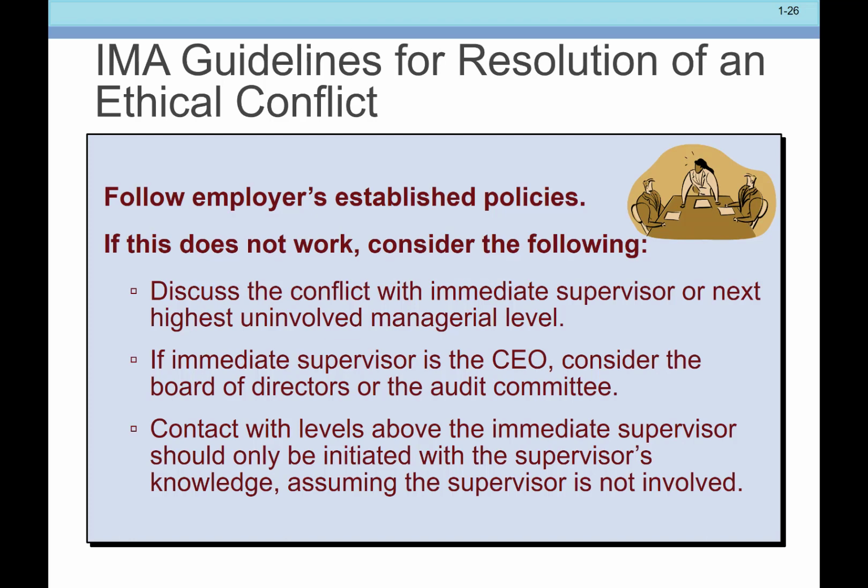If you have conflict, discuss it with the immediate supervisor or next highest uninvolved managerial level. If the immediate supervisor is the CEO, consider the board of directors or the audit committee. Contact with levels above the immediate supervisor should be initiated with the supervisor's knowledge, assuming the supervisor is not involved. So basically, as long as your supervisor isn't involved, your best bet is to go to your supervisor if you have identified some sort of ethical conflict.